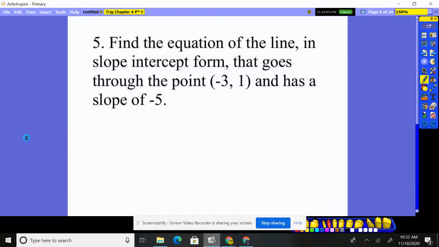Problem 5, find the equation of the line in slope-intercept form that goes through the point -3, 1 and has a slope of -5. We always use the point-slope formula. We use it because the only thing you ever have to find is the slope. The y sub 1 and x sub 1 are given to you, and y and x are always just y and x. So here's your x sub 1, here's your y sub 1. And it actually tells me the slope.